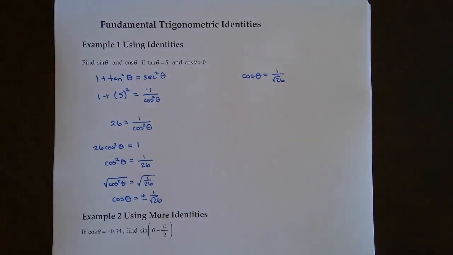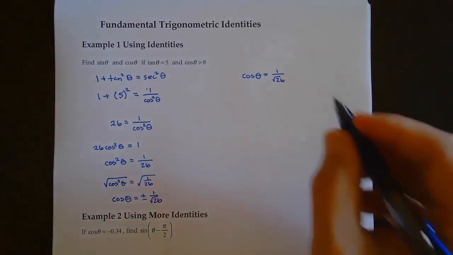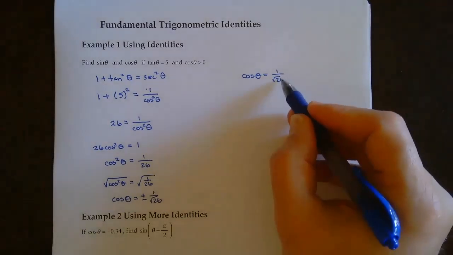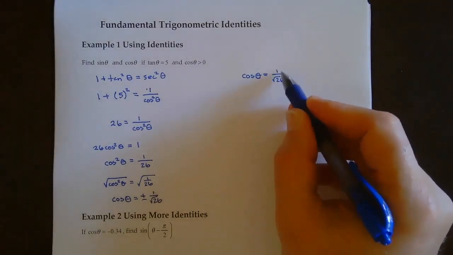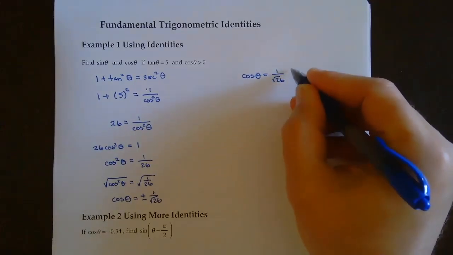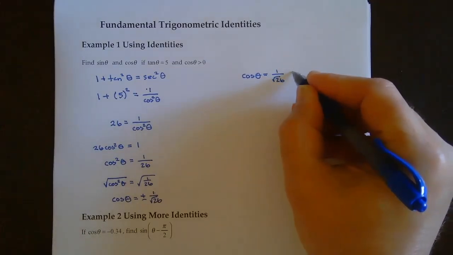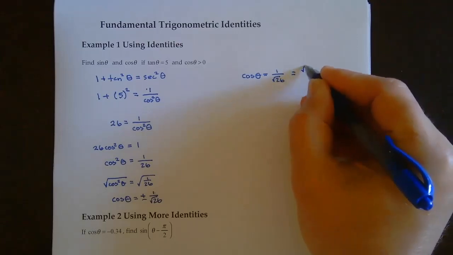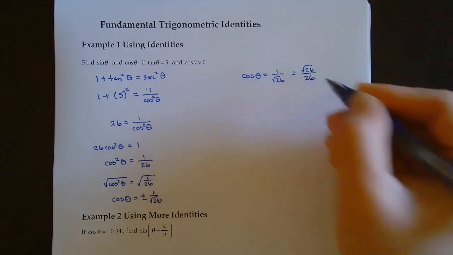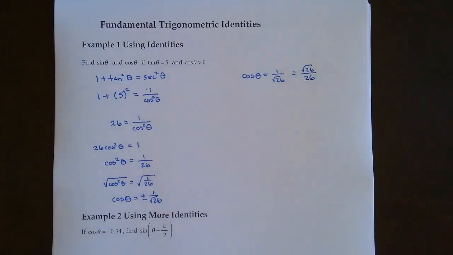Now, what we can do next, and I want you to do this, is take this number. You can't simplify the square root of 26, but we can simplify 1 over the square root of 26 by multiplying by the square root of 26 over the square root of 26. This is the equivalent of the square root of 26 over 26. Now you know what cosine theta is.